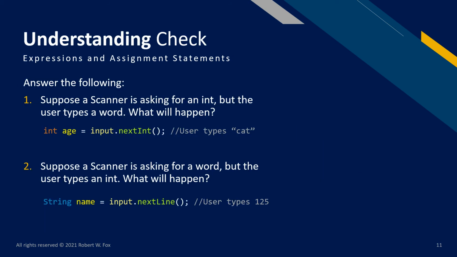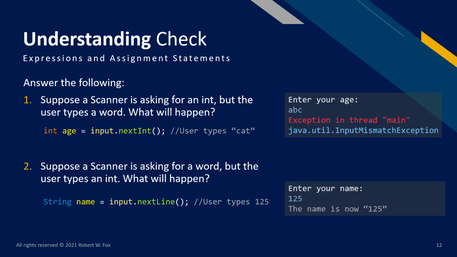Time for an understanding check. And for this one, I want you to think about something that we haven't mentioned. So for number one, suppose that a scanner is asking me to enter an int like my age, but instead the user types a word like cat. What will happen? And then for number two, suppose a scanner is asking for a word, but the user types an int. What will happen? So pause the video, think about your answers to these questions, and then we'll talk about it.